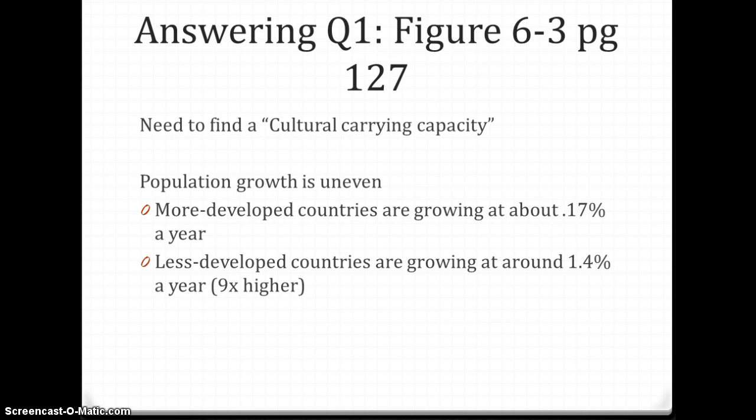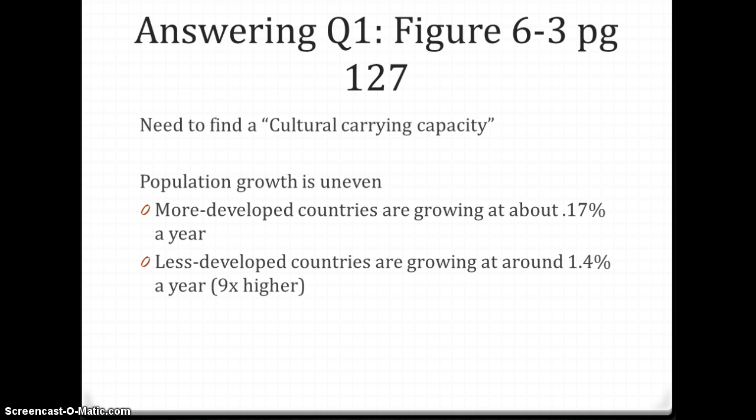All right, so we're going to address this idea of carrying capacity for humans. And honestly, talking about the human population in terms, pardon the bird, I'm going to close the door. In terms of the world being able to have a carrying capacity for humans versus a self-imposed carrying capacity or a cultural carrying capacity. Now, when we talk about population growth, we need to understand that it's uneven.